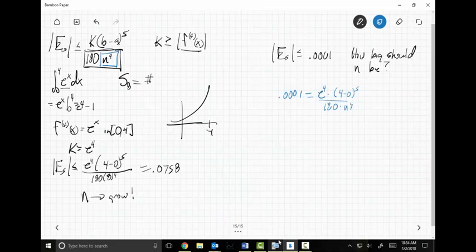Now, I'm going to solve for n. So I cross multiply. I get n to the fourth is equal to e to the fourth times 4 to the fifth over 180 times 0.0001. So this is really e to the fourth times 4 to the fifth times 10,000, divided by 180. Now you're going to say, Ripley, that's a huge number. Yeah, but remember, that's n to the fourth. Let's figure out what that number is.